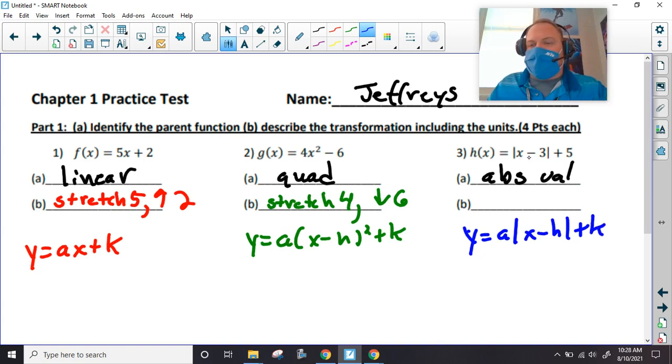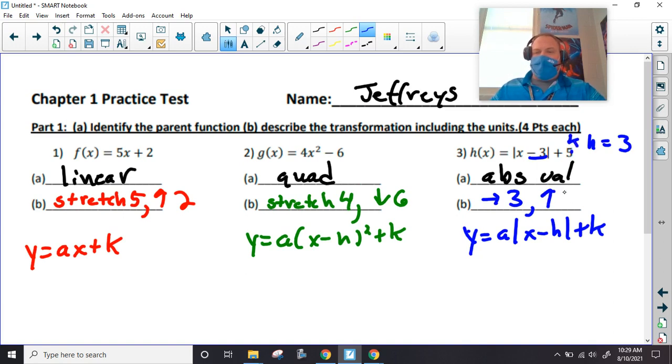All right. So, and your absolute value looks like this. All right. We don't have an A, so we're not going to have this. Now, it does have an H. The H value of this is the opposite of what's given. This is given as a minus 3. So our H value is actually positive 3. All right. So because it's positive, this goes to the right 3. I have a K value of 5, so I go up 5.